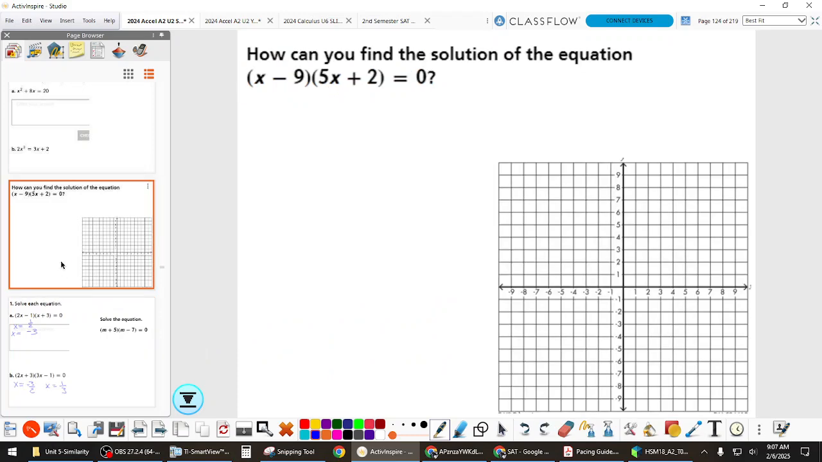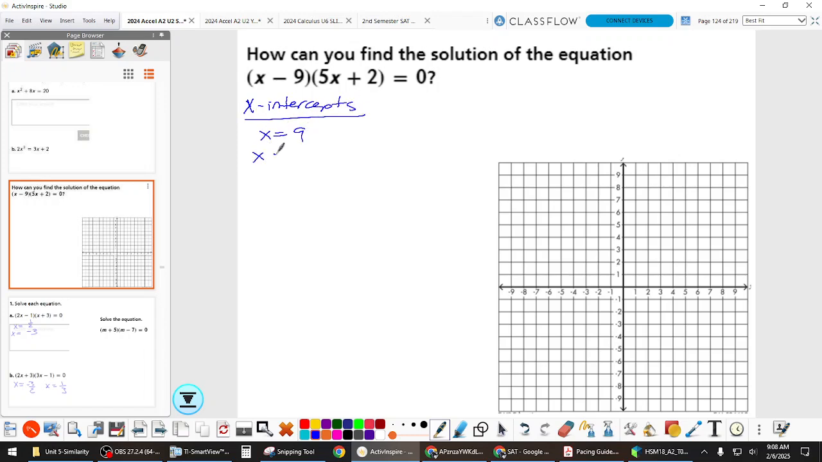What if I said graph? It says how can you find the solution? I want you to ignore that. How would we graph this? How have we graphed before? Where did we start? We started with the vertex, right? You can start with the intercepts. Where are they? 9 and negative 2 fifths.